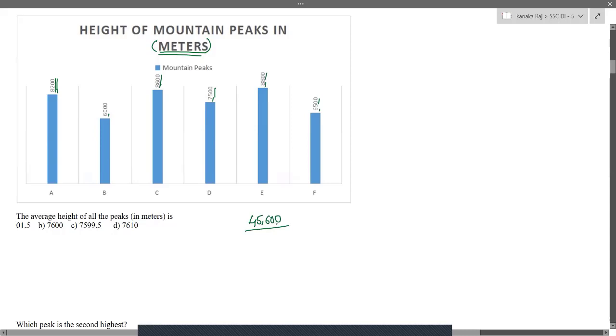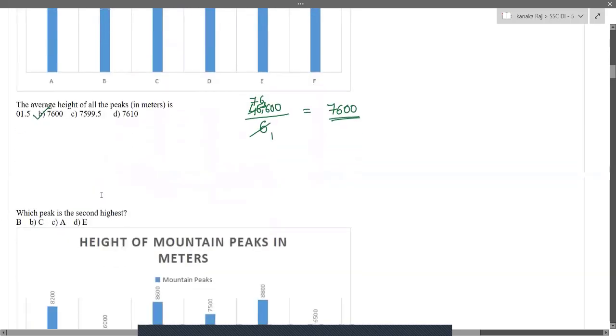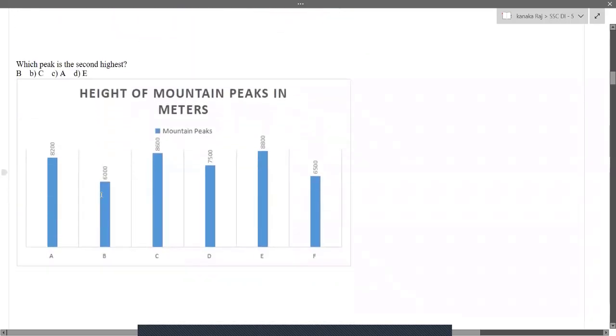Since there are 6 mountain peaks, the number of observations here are 6. So 45,600 divided by 6 gives me how much? 6 7 times is 42, remaining 3. 6 6 times is 36. So 7,600 will be the average of heights of all the mountain peaks. And do we have that in our options? Yes. Option B, 7,600 will be my final answer.